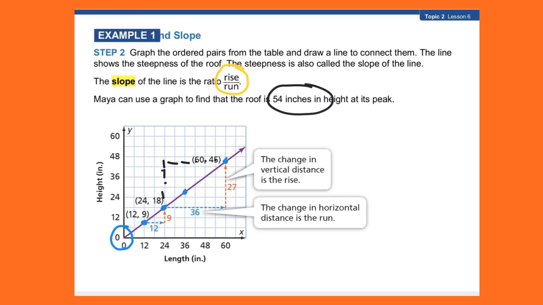So, again, I don't think your book does the greatest job here because we need the length to go all the way to 72 inches, which would be about right here. And then we could follow it up and then over to 54. But it's not super clear. I think I probably would have changed the graph just a hair to make it more clear for us to understand how the 54 was obtained.